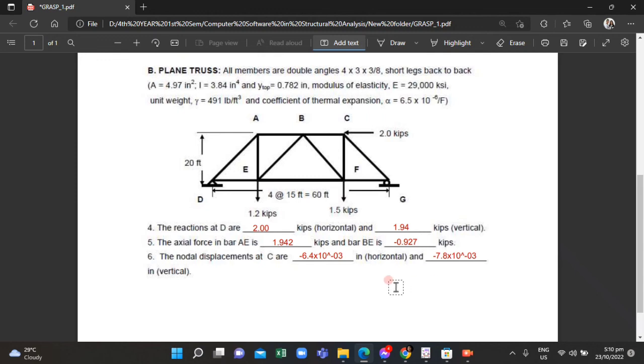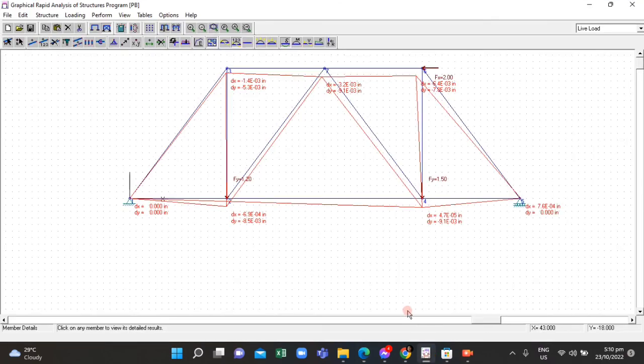So that's it. We were able to determine our objective upon executing this structural analysis of this plane truss using the GRASP software. I hope you have learned something in this video. Thank you for watching. Bye.